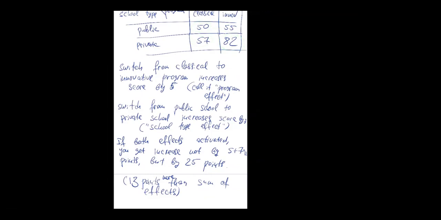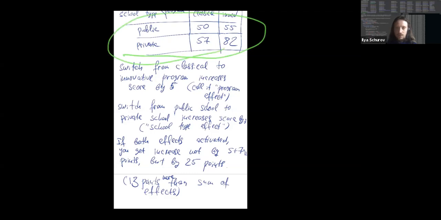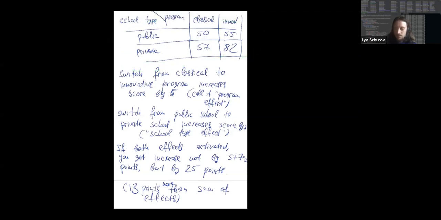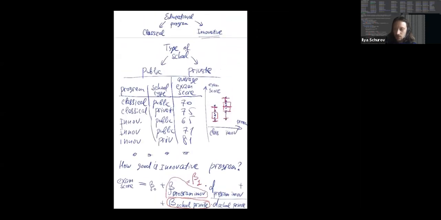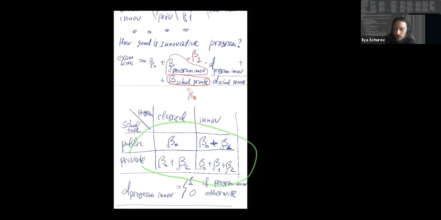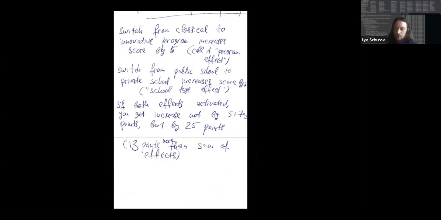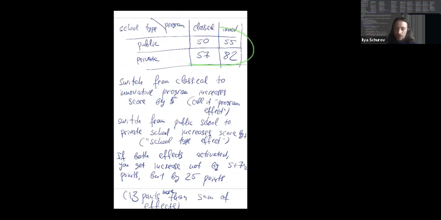Okay. So if I have data like this, then it is not reasonable to use this kind of model. Because this model just says that I have the same effect of innovative school for public and private schools. That effects of school, the effect of a program and effect of school are just sum up. You just have two effects and they just sum up. But it is possible that you can think about this kind of table. And in this table, there is no this linearity, no this summation.